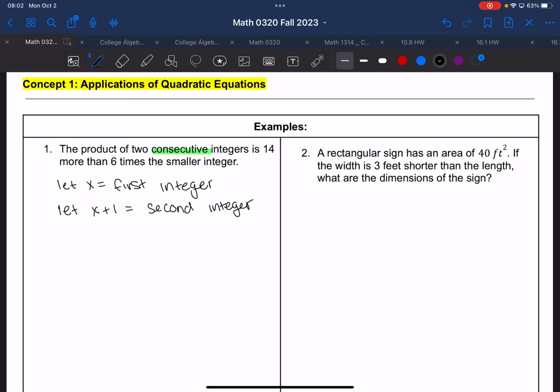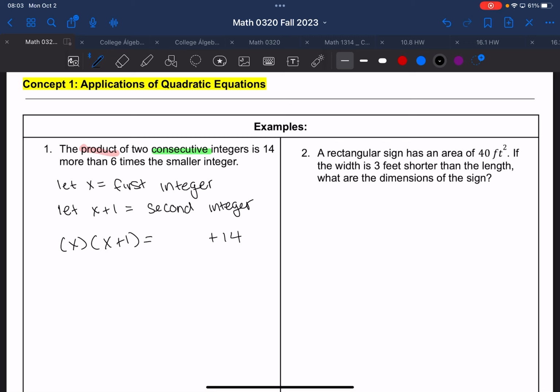So forming our equation now, it says the product of two consecutive integers. Product means what operation? Multiplication. So we are going to take the x and the x plus 1 and multiply them: x times x plus 1. That's the first part. Then it says 14 more than, that's how I knew there was an equal sign. 14 more than is going to be at the end, that plus 14.